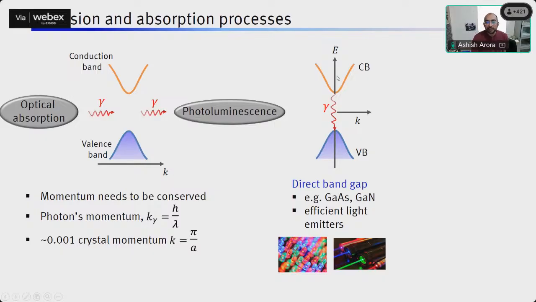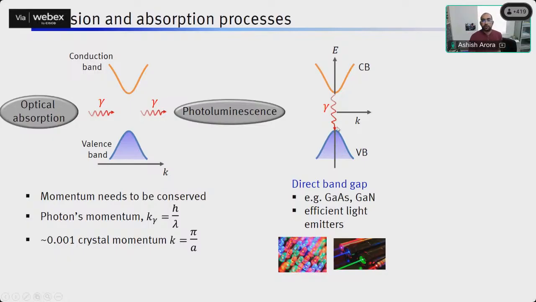Now such a material where the band gap is direct in nature, meaning the lowest energy separation between conduction and valence band in the band structure of the material is at the same K point, is called a direct band gap material, and such materials are efficient emitters of light.